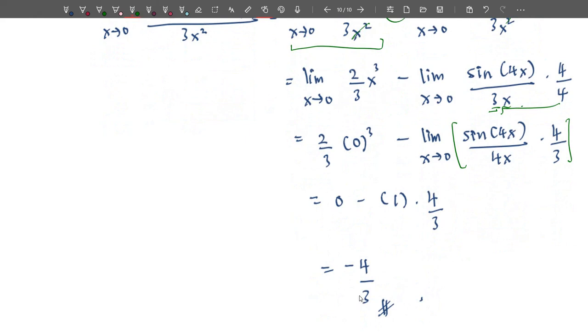Okay, that's it for examples for squeezing theorem. Hopefully, you will be able to solve any questions involving squeezing theorem.